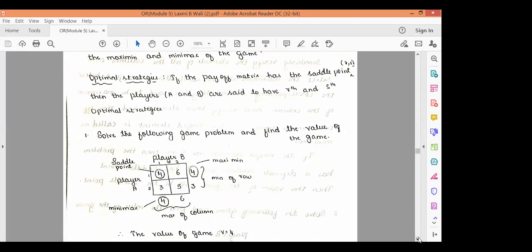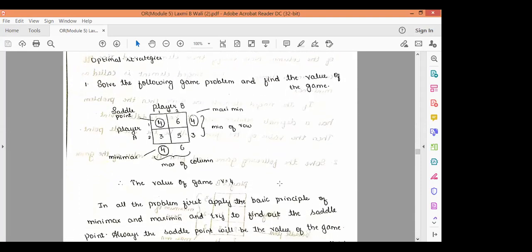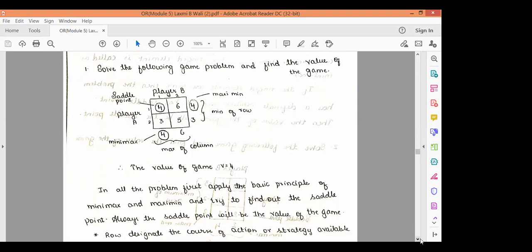Now, by means of the saddle point, we are finding the value of a game. In this saddle point, that is in this position, the value we have is called the value of a game. For this particular game, where player A had two strategies and player B had two strategies, when they have played the game, the value of the game is 4.